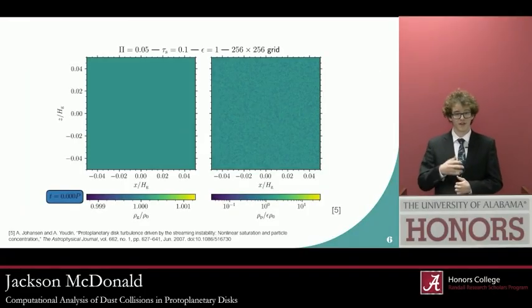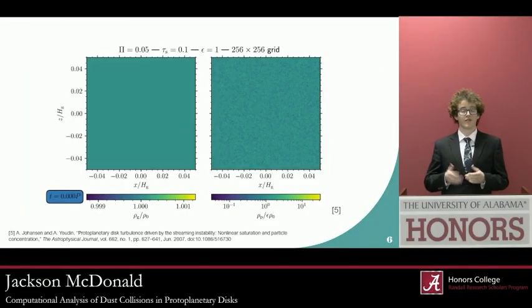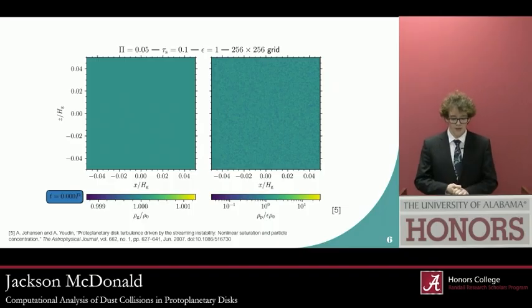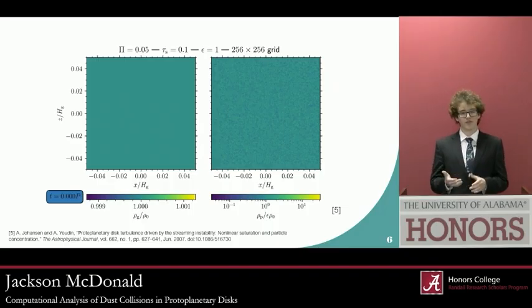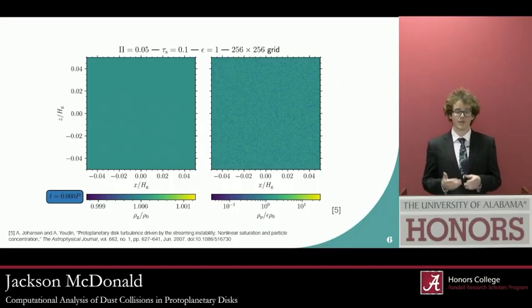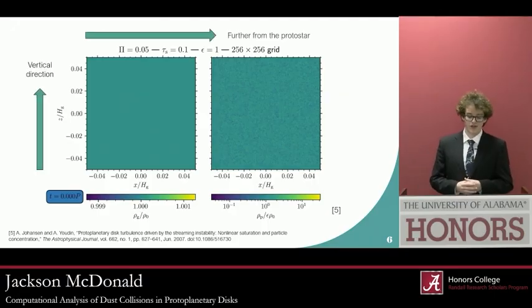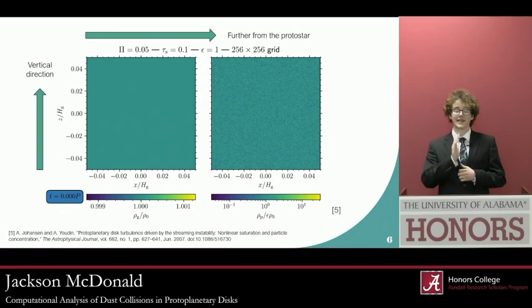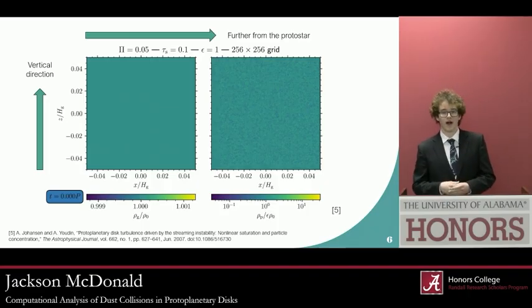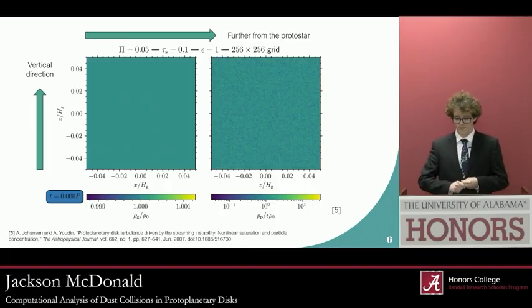This is one of Dr. Yang's models, based off of an original model from Johansen and Youdin, that is a two-dimensional subsection of a protoplanetary disk, with the z direction being the vertical direction from the disk, and the x direction being radially outward from the center, the protostar. There's no y direction in this model. We're not simulating the tangential direction for computational simplicity.